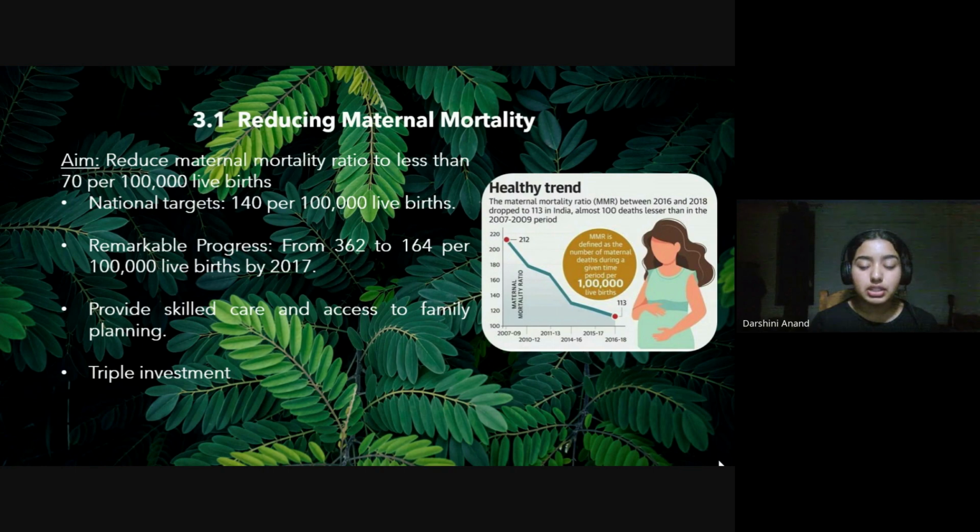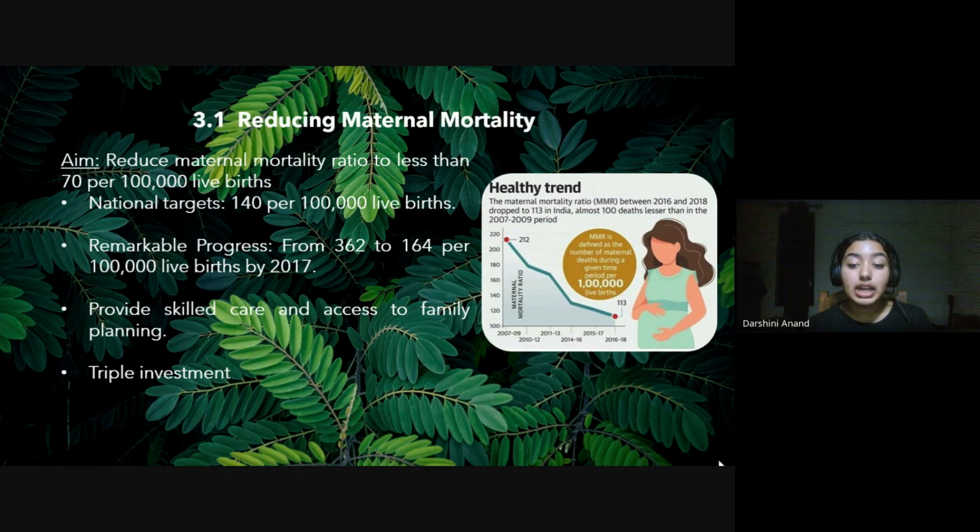Ensuring safe childbirth isn't just a matter of healthcare, it's a matter of human rights and sustainable development. So, how do we achieve this goal? One of the most effective strategies is providing skilled care during childbirth. Family planning and access to medicines is also crucial. Each mother should be aware of the do's and don'ts in childcare and pregnancy.